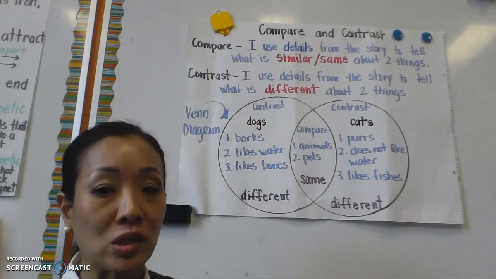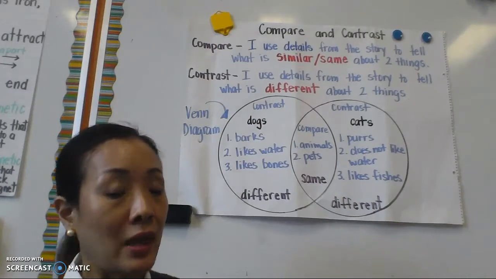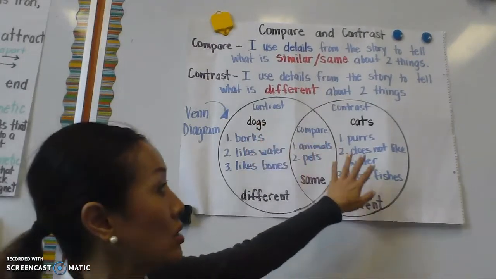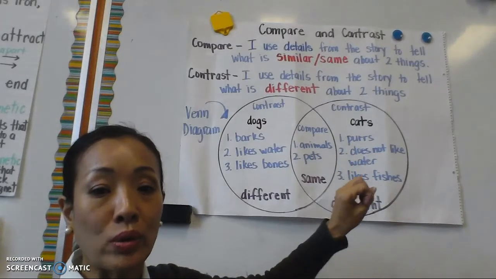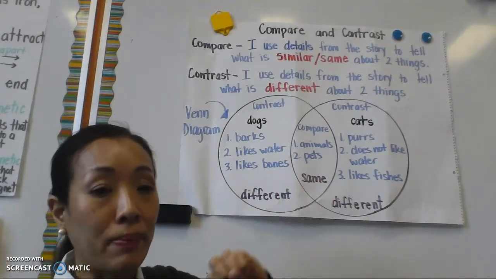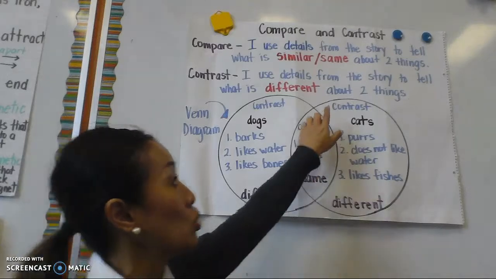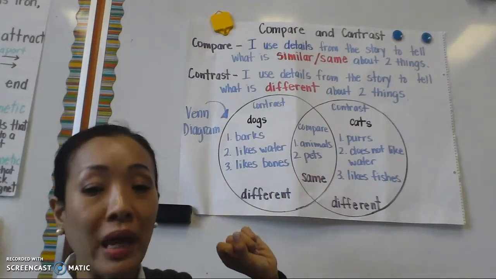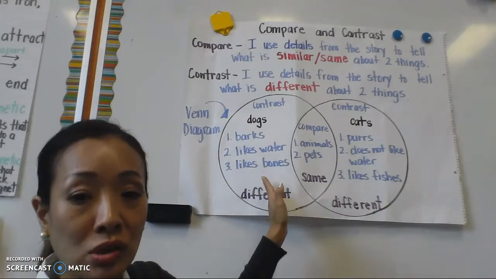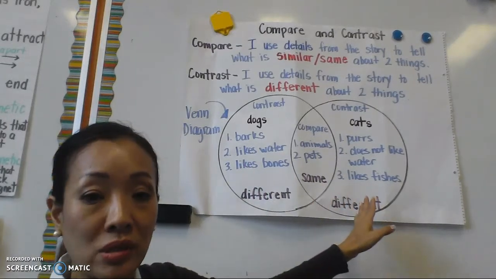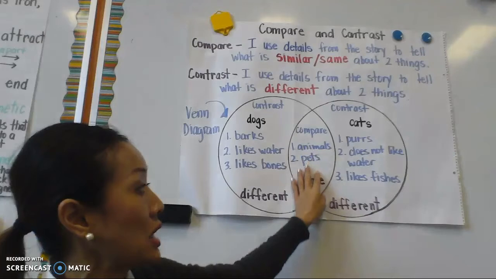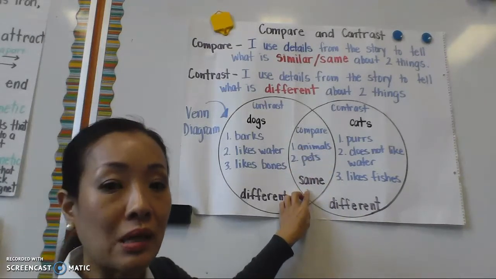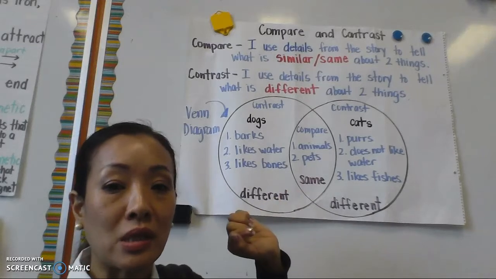And what we did in class yesterday, we talked about dogs and cats. As you can see, we put dogs on one side and cats on one side. And these are the two things that we're going to compare and contrast. And remember, comparing and contrasting is using two different things. So we're going to use dogs and cats. And we came up with things that dogs do differently than cats and things that cats do differently than dogs. But in the middle of our Venn diagram, we compare things that are the same about dogs and cats. So let's take a look at what we did yesterday.